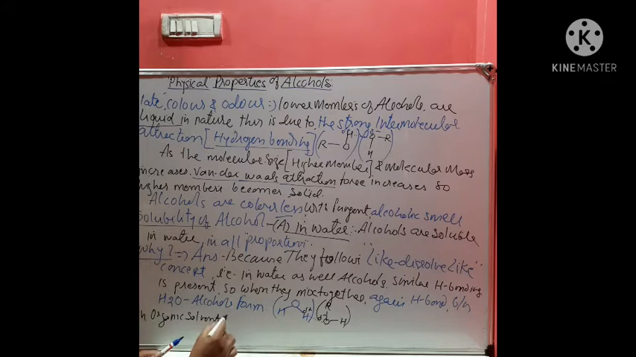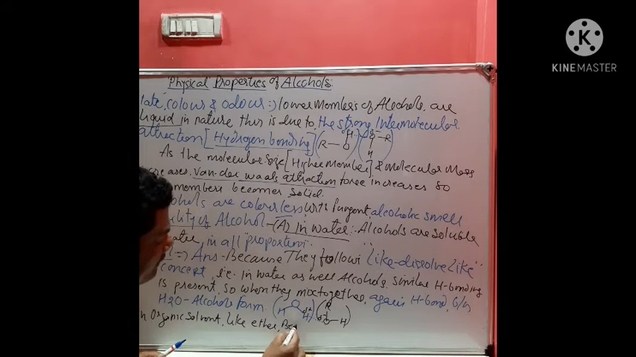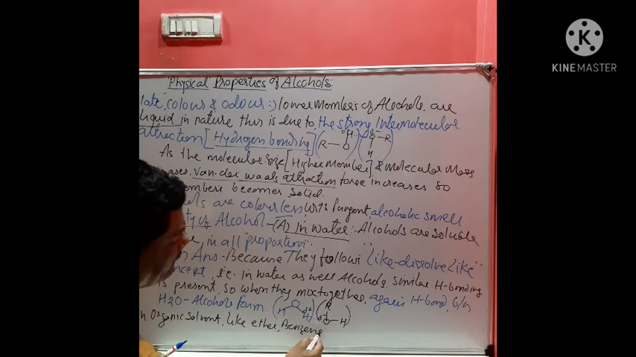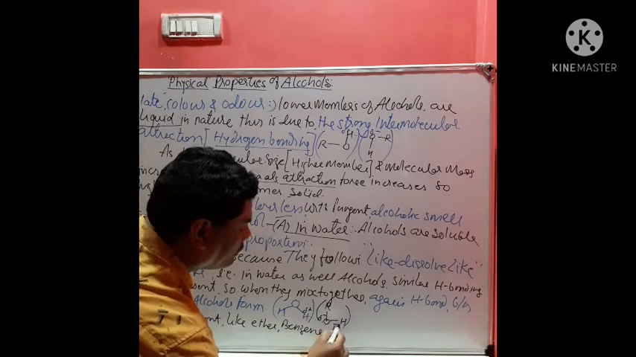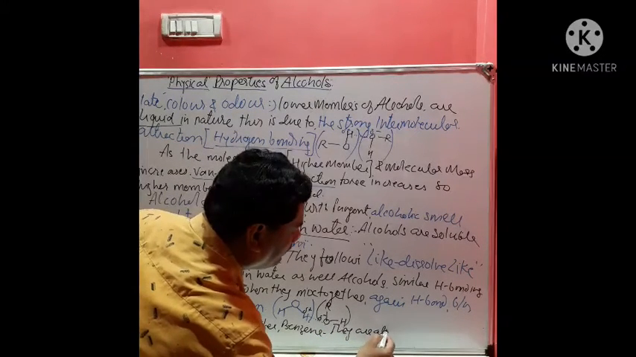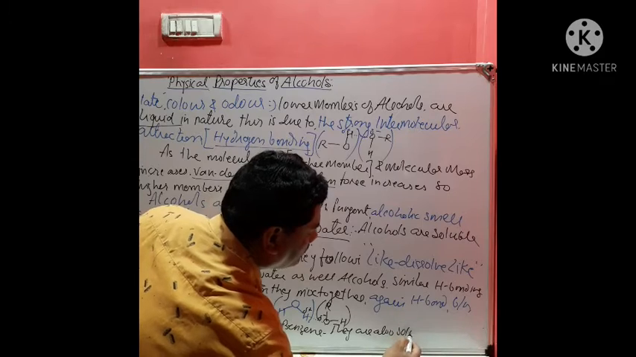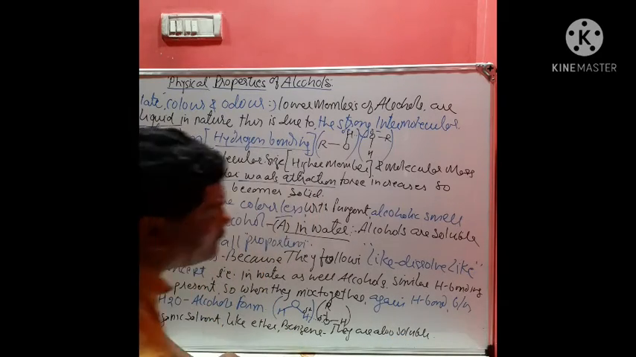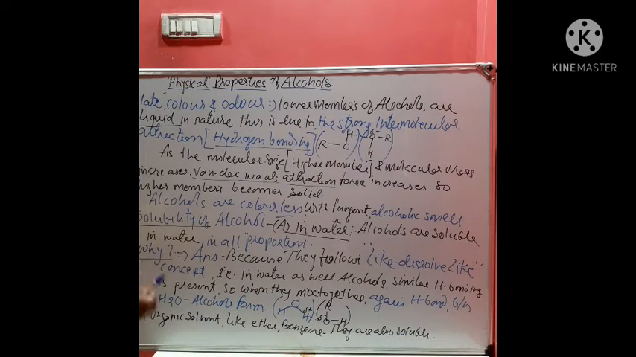Okay, organic solvent like what? Ether. Okay, what? Benzene. Ether and benzene, they are also soluble. Because why? Because alcohol is an organic compound and this is also an organic compound. Therefore what? They are again miscible.